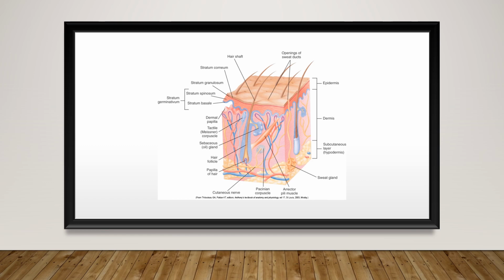Here's a diagram from your text that will show you those different layers of skin. We have the epidermis, we have the dermis, our subcutaneous layer. Here's an erector pili muscle, hair shaft, openings of our sweat ducts. Again, this is from your text, so you can reference it there as well.